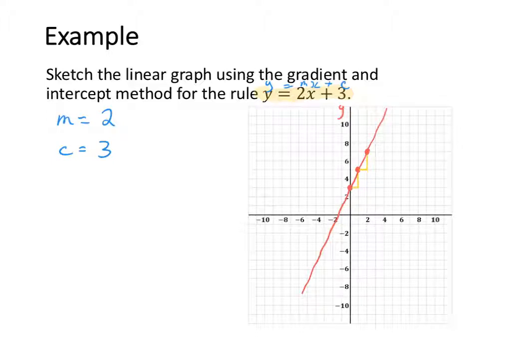So once I've got my straight line drawn, I label it with the rule from the question, y equals 2x plus 3. And that's an example of how I can draw a linear line using the gradient intercepts method on a Cartesian plane.